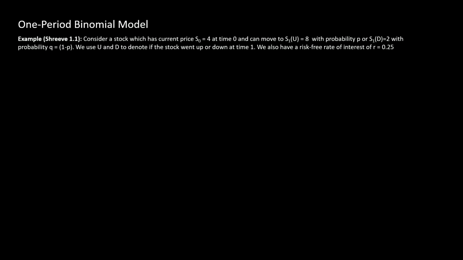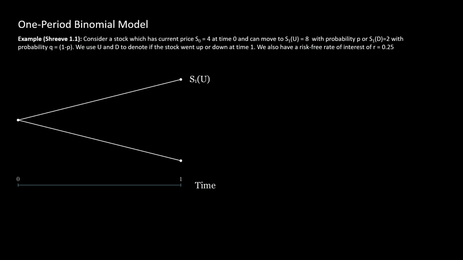So let's consider a one-period binomial model. In this model, we will have a stock which starts at S0 and can move to 8 with probability P, or 2 with probability Q at time 1. We will use U and D to denote if the stock price went up or down at time 1, and we will also have a risk-free rate of interest r. So our current model looks like this. It can either go up U or down D.